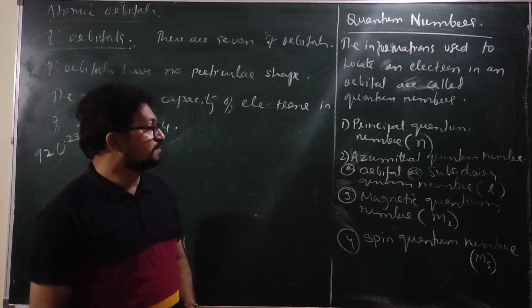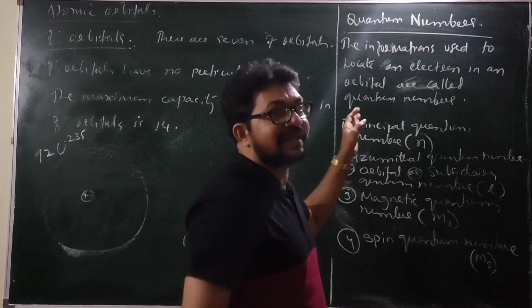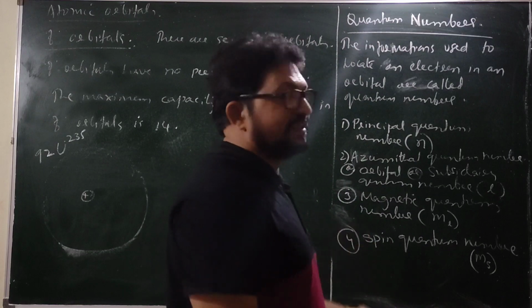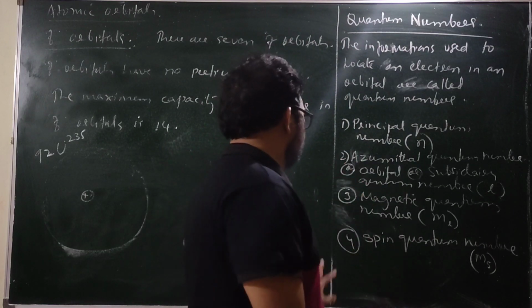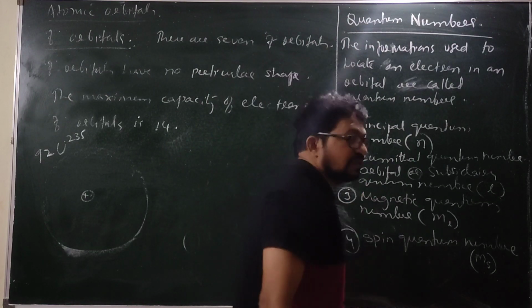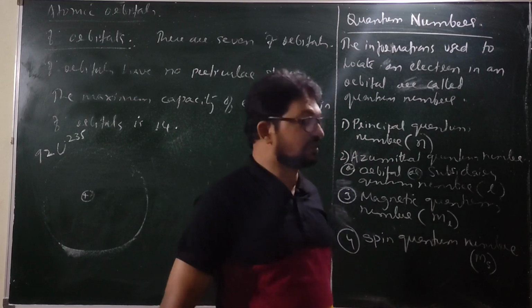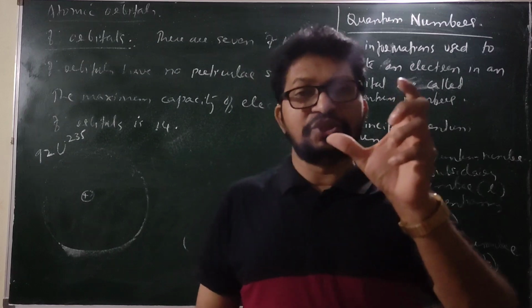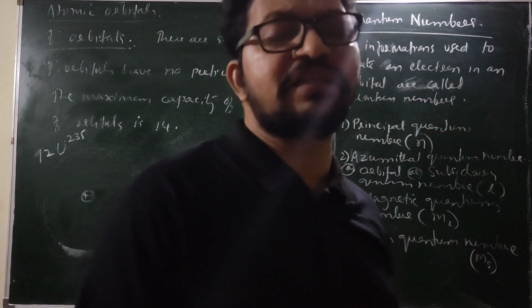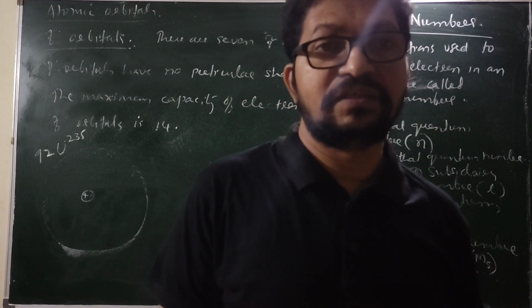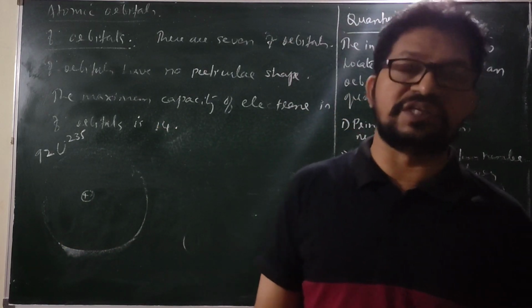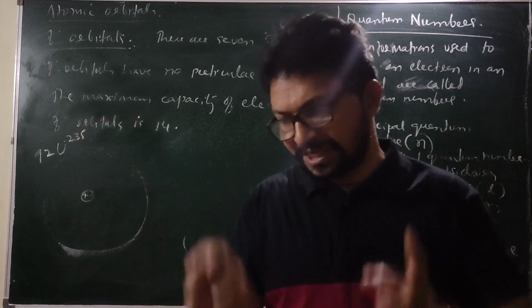Okay. Principal quantum number is like district. Azimuthal quantum number is like taluk. Magnetic quantum number will give the village or town name. Spin quantum number will give the house name, so that you can go and catch that particular electron in an atom out of, say, 92 electrons in the uranium atom.